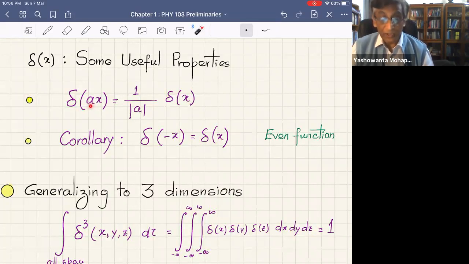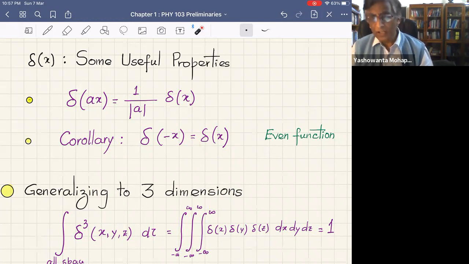If it is positive, then of course 1 by delta of x. If it is negative, then 1 by delta of x. Okay, it's a very useful property. Please prove it. I think it's already solved in the book as an example. But as an important corollary, the delta function is an even function. k equal to, let's say, -1 or 1, it's the same. So the Dirac delta function is in fact an even function.